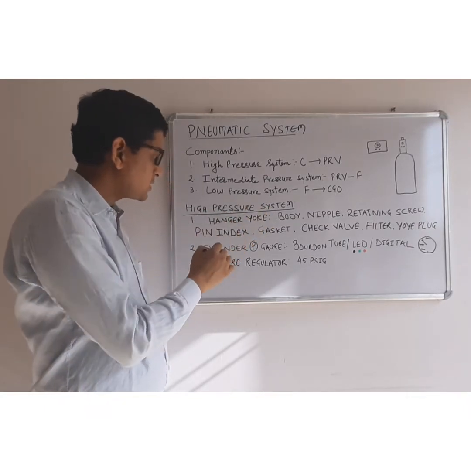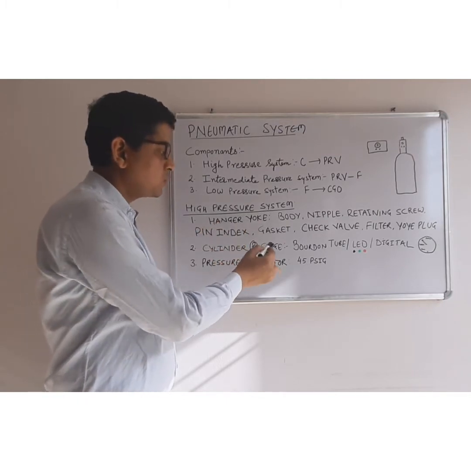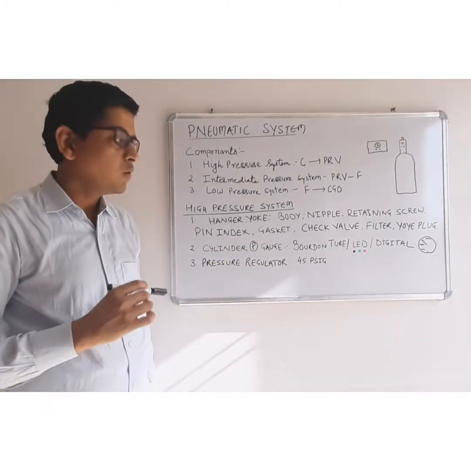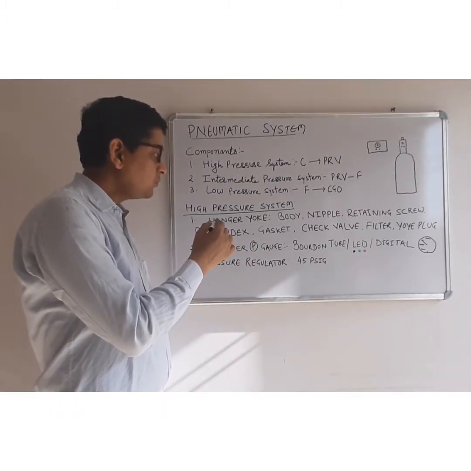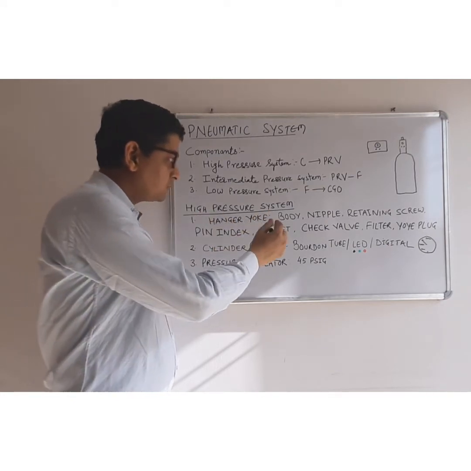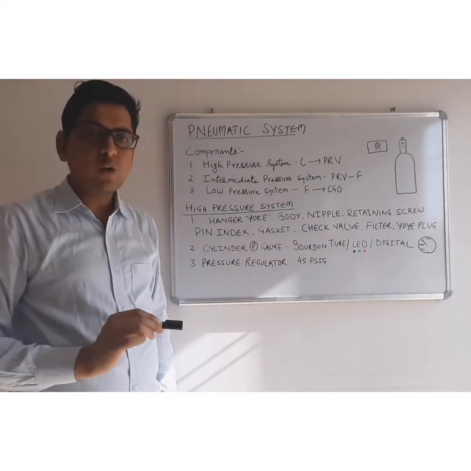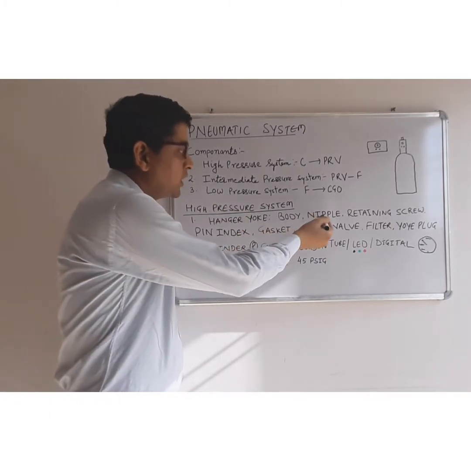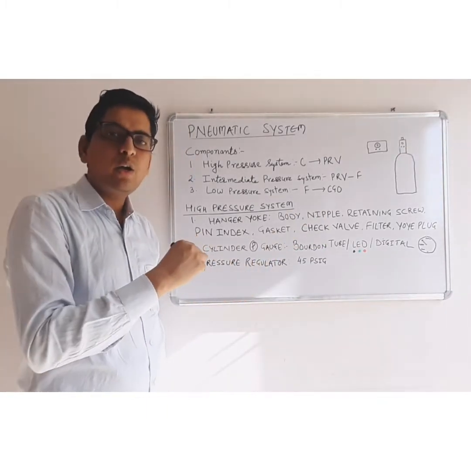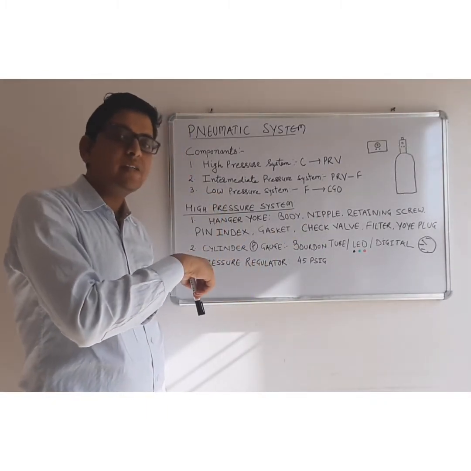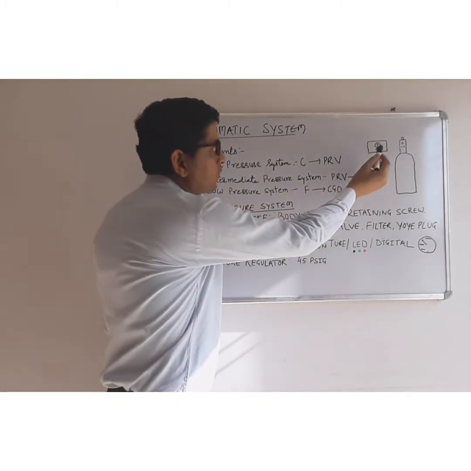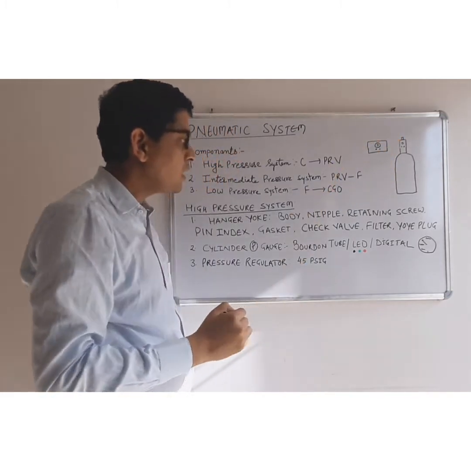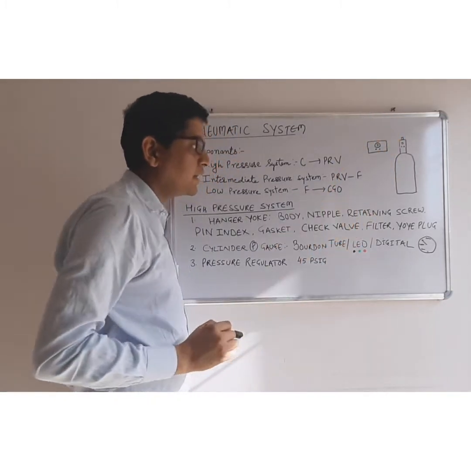So coming to the high pressure system, it consists of mainly three parts: hanger yoke, cylinder pressure gauge or cylinder pressure indicator, and pressure regulator or pressure reducing valves. So coming one by one, hanger yoke consists of body. Body is the part of hanger yoke that is threaded with the machine on the back side of the machine. Now the nipple is the part of the hanger yoke through which the gas enters into the machine. So here we can see this is the body and this is the nipple through which the gas enters into the machine.